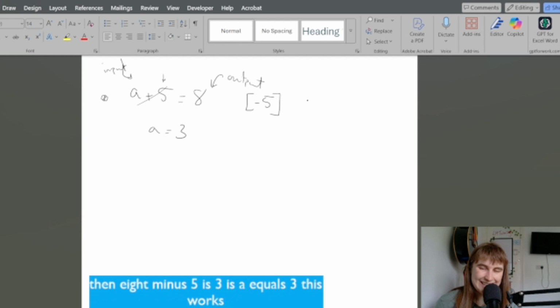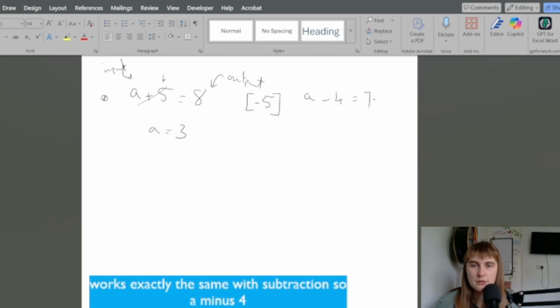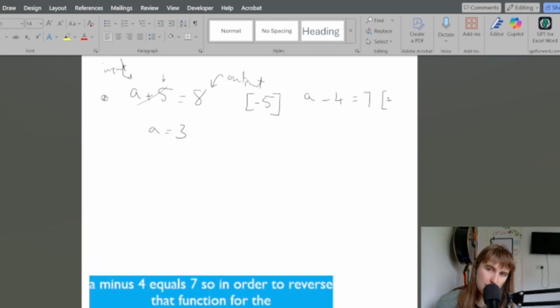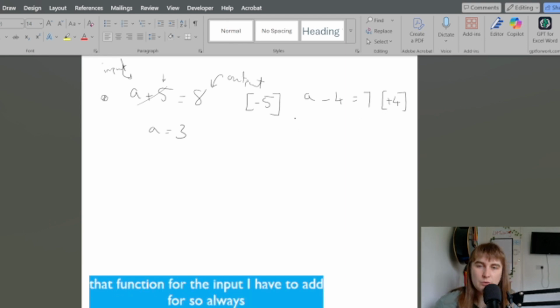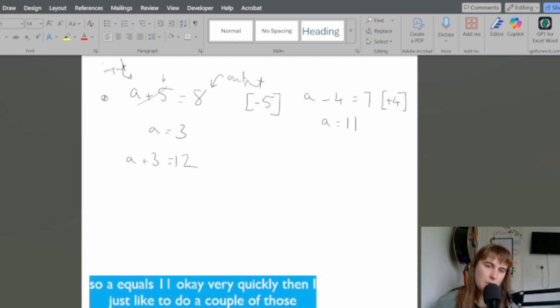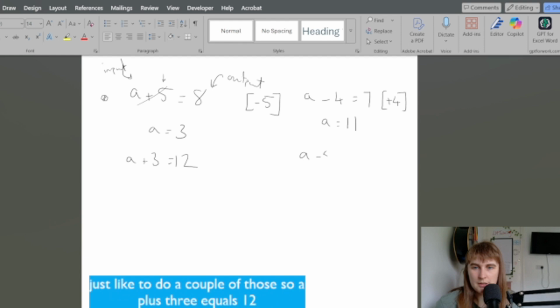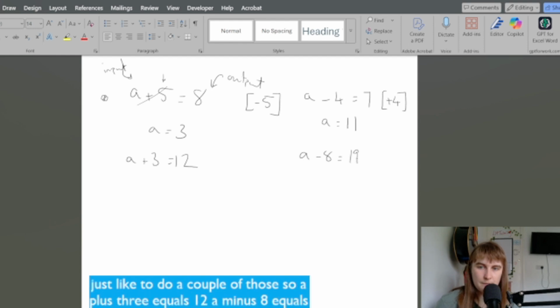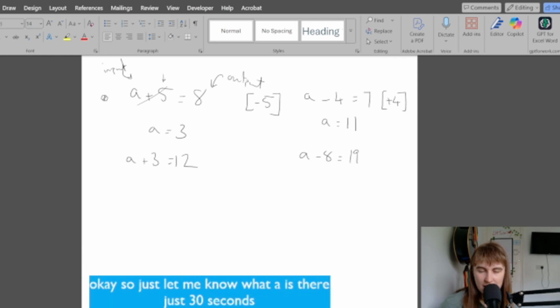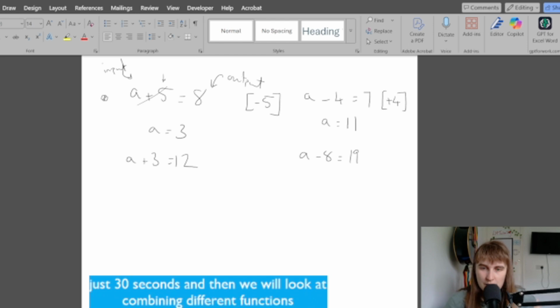This works exactly the same with subtraction, so a minus 4 equals 7. So in order to reverse that function for the input, I have to add 4. So always the reverse of what's going on. So a equals 11. Okay, very quickly then, I'd just like you to do a couple of those. So a plus 3 equals 12, a minus 8 equals 19. Okay, so just let me know what a is there, just 30 seconds, and then we will look at combining different functions and operations.